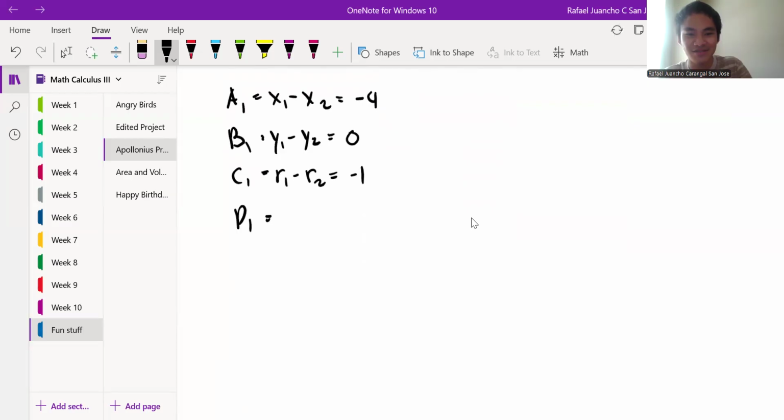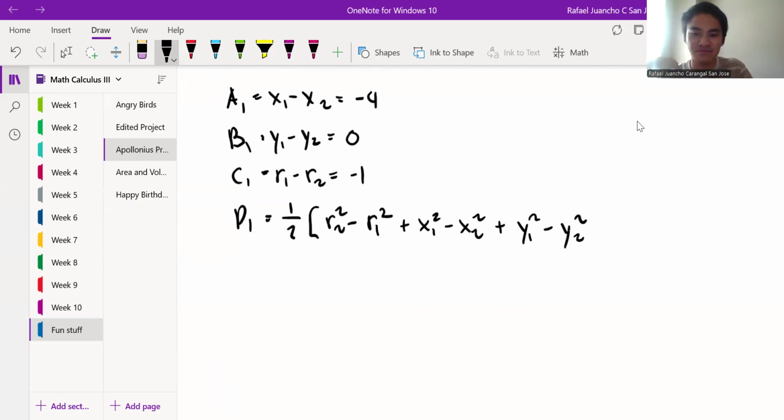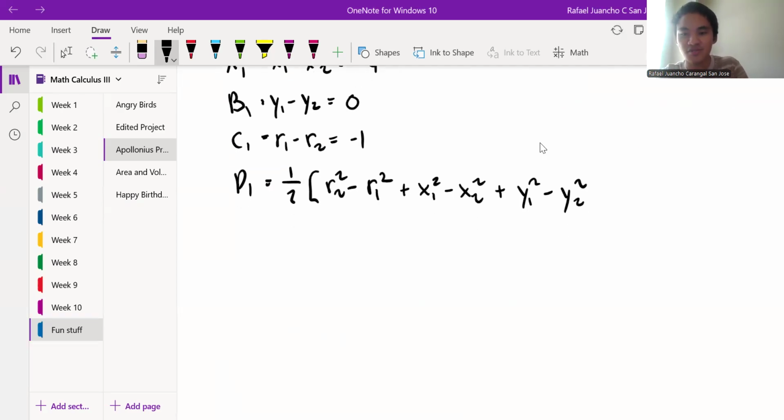So this one was 1/2 of everything squared: R sub 2 squared, R sub 1 squared. And I think it was plus, right? Yeah. And then this one became x1 for some reason. Okay. I wish I had code to just do this, but anyways. I did try coding it, but I don't know how to get the exact value. It just gives me approximate solutions. So might as well just do it this way.